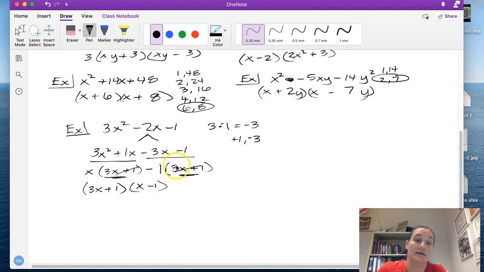Like I said, you do not need to do it this way if you have a method that works for you. Also, when you multiply, sometimes these numbers get really big, so that's a disadvantage of this method, plus it's kind of long, but it works. All right, so if you don't know how to factor something with a leading coefficient that's not 1, try this method.